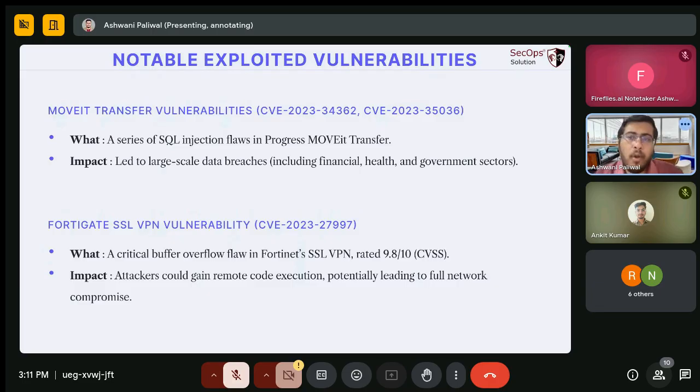Some of the recent exploits we have seen with regards to vulnerabilities, I just wanted to highlight a few of them here. One of them is MoveIt, a very popular file transfer application. In 2023 alone, a sequence of SQL injection flaws were found in the MoveIt software, and this led to a large-scale data breach across many organizations. FortiGate, a very popular network security tool. Now here's the thing, right?